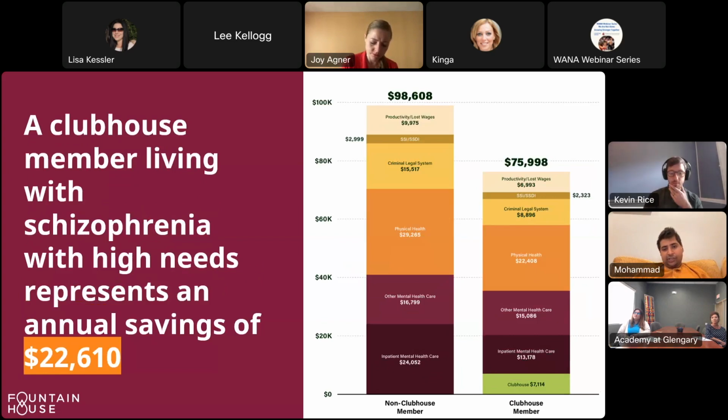And here's an illustration of this fact if we look at a high utilizer of healthcare services. So in that sense, such a person has a cost of just under $99,000. But if such a person was a clubhouse participant, the net savings of that clubhouse in this setting is just $22,610 of clubhouse participants. And so here we can see that the clubhouse setting provides a material economic savings.